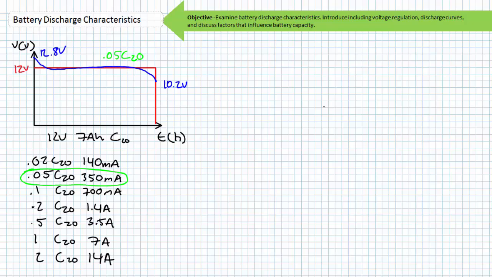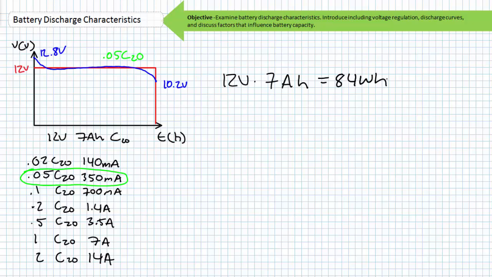Again, this is kind of the logic behind the amp hour rating. It ignores voltage variation and assumes a nominal voltage. We started high at 12.8 volts and finished low at 10.2 volts. A nominal value of 12 volts is kind of in between these values, and the battery can be approximated to have a capacity of 12 volts times 7 amp hours, or 84 watt hours of energy.